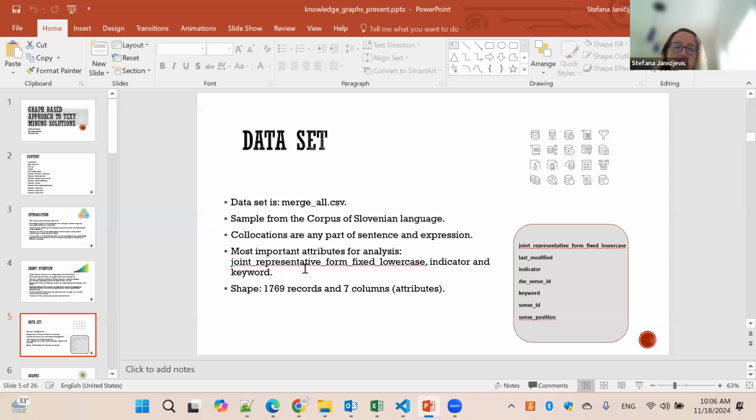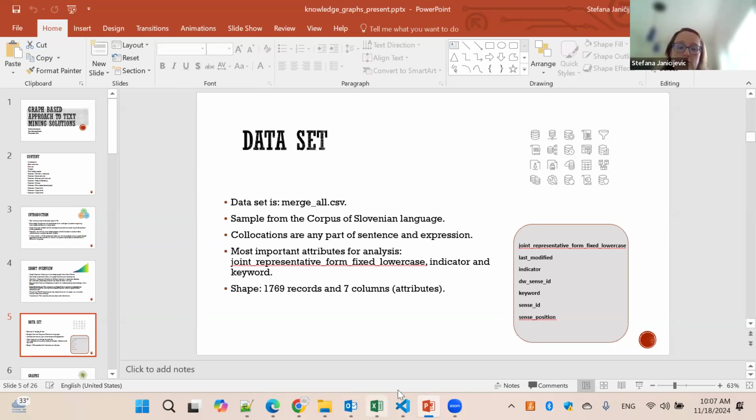But I found one table with collocations, which I thought would be interesting, and took a sample from this corpus of the Slovenian language collocation table. Collocations are any part of sentences and expressions. And I merged them with some other sources that present senses of sentences, text, paragraphs and collocations. So we are trying to find senses, multiple senses, on every part of speech, or POS. I really simplified it for us today because it's a huge field and we can do a lot of transformation and representation of this.